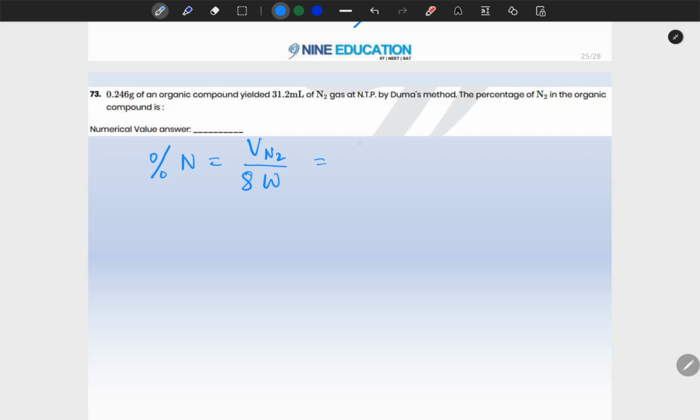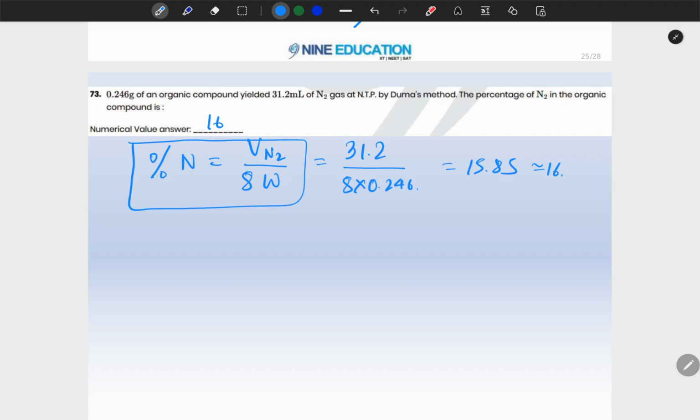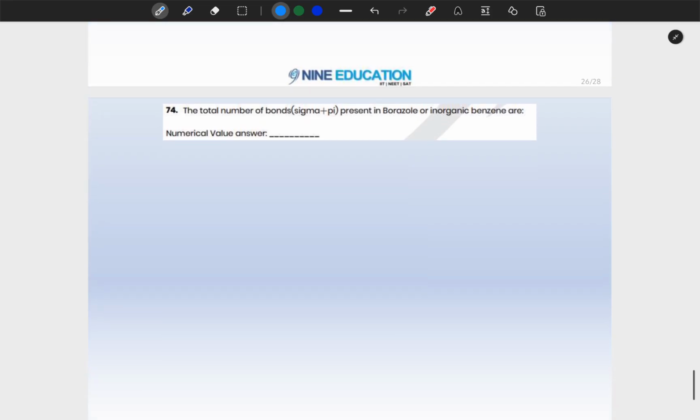So what is the volume of nitrogen that I am getting? 31.2. And what is the mass of the organic compound over here? That is 8 into 0.246 gram. After doing this calculation, I will get the value to be 15.85. So obviously the percentage of nitrogen is closer to 16. So that's why 16 is the correct answer. We only have to keep this formula in mind, then only I will be able to do the calculation, right? Okay. Let's proceed to the next question over here.